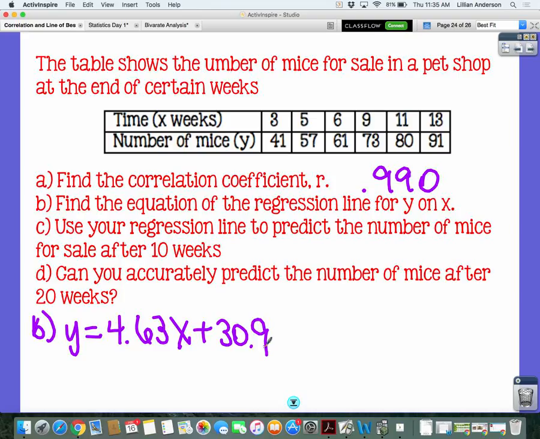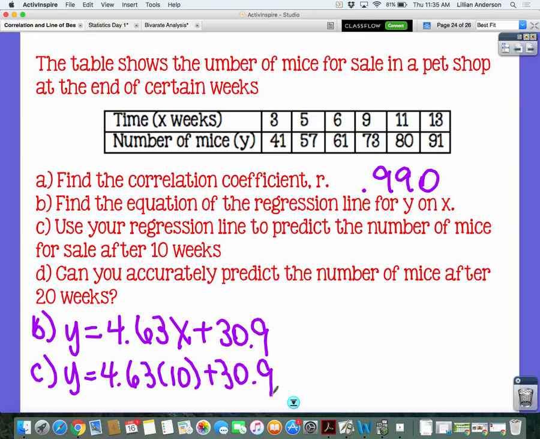Okay. Now C says use your regression line. So even if you got the regression line wrong, this is where you can get follow-through points. Because it says using your regression line, the one you came up with, predict the number of mice for sale after 10 weeks. 10 goes in where? For x. Because we're looking for the number of mice, which represents y. So for part C, all we're going to do is take our equation and plug in 10. The equation we wrote for part B is the equation we use for part C. Okay? So then you plug that in, and we'll get our number of mice. So go ahead and figure that out.